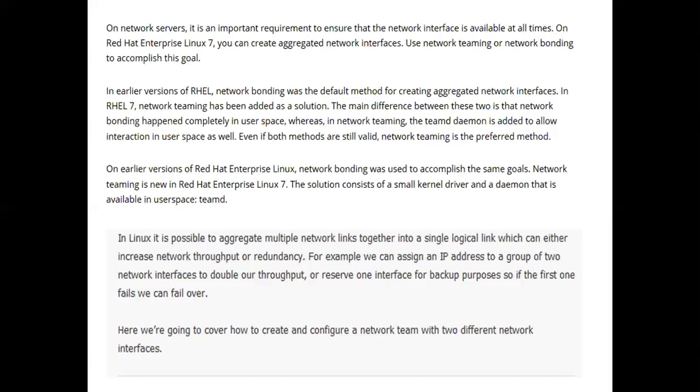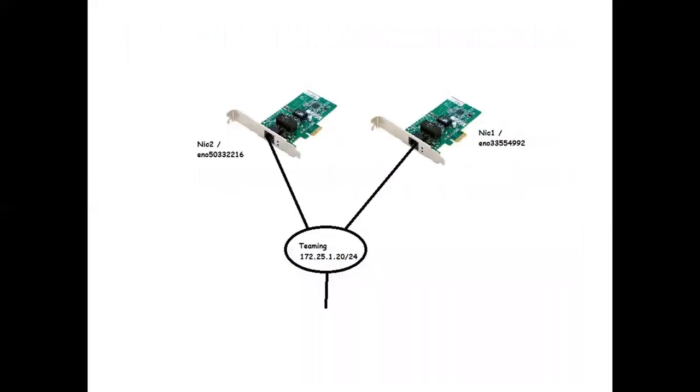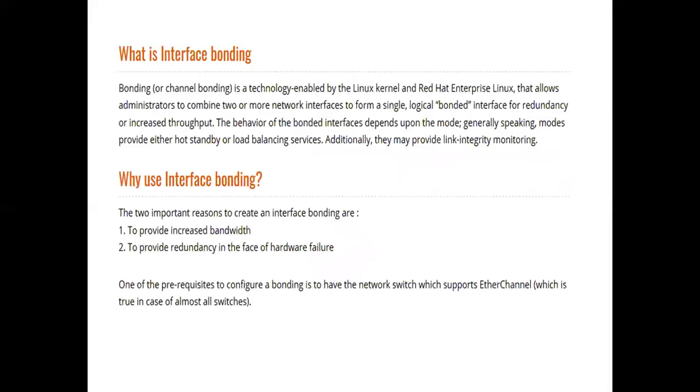If you can see, we have two NIC cards and we created a bond, and in this bond, once the traffic comes, even if one network card goes down, your services will not go down, and there will be redundancy. So we will see how we can create a bond and how we can create a team. Channel bonding is a technology enabled by the Linux kernel and Red Hat Enterprise Linux that allows an administrator to combine two or more network interfaces to form a single logical bond.